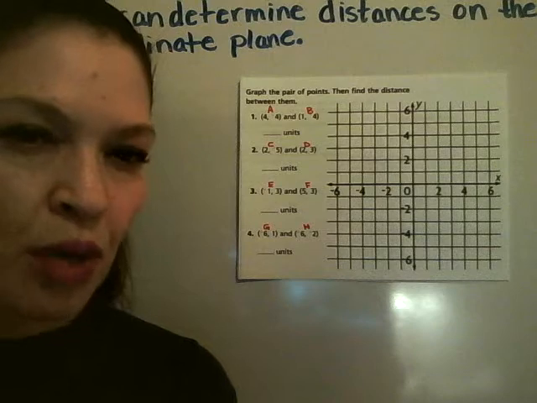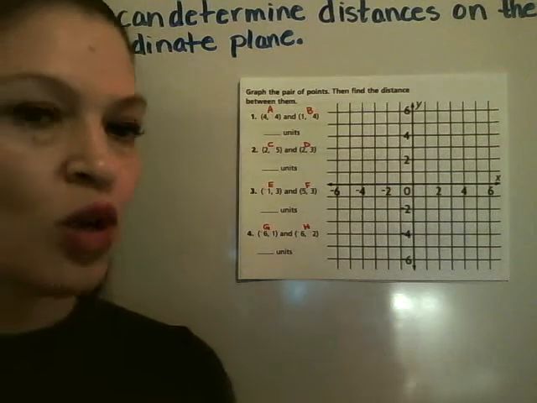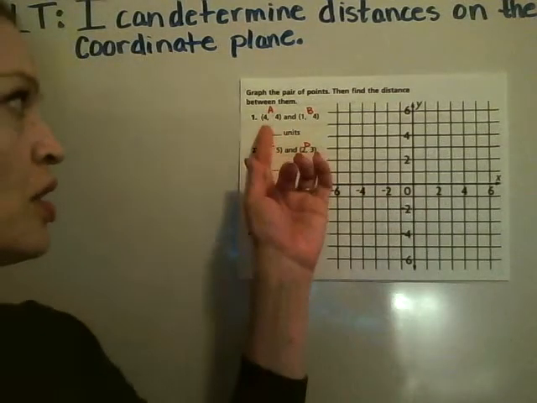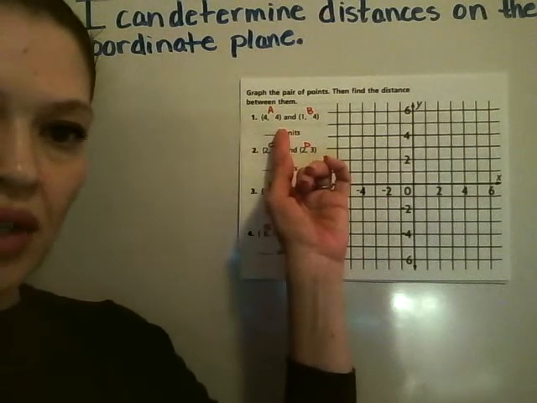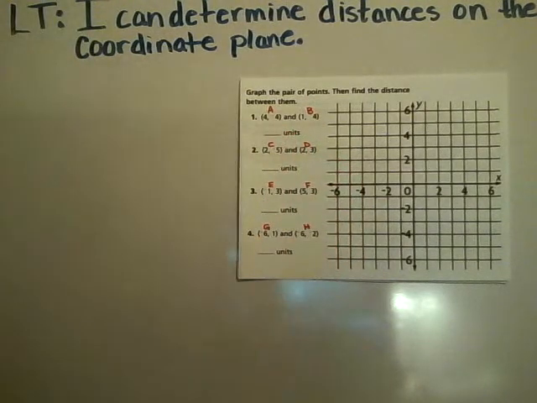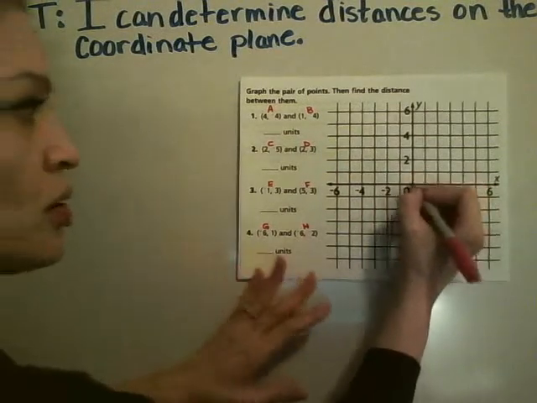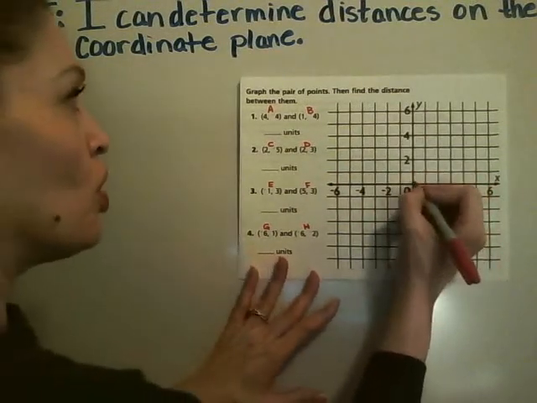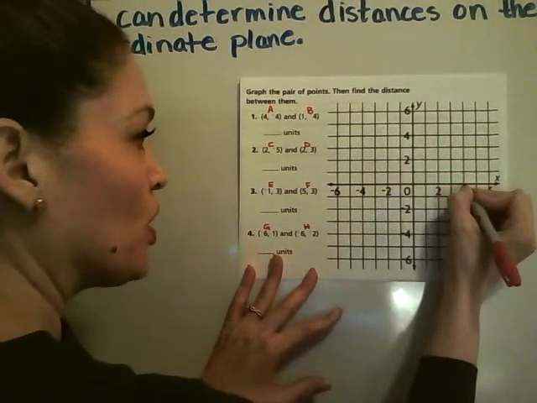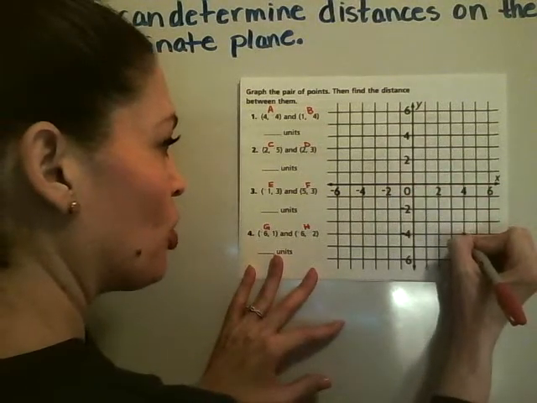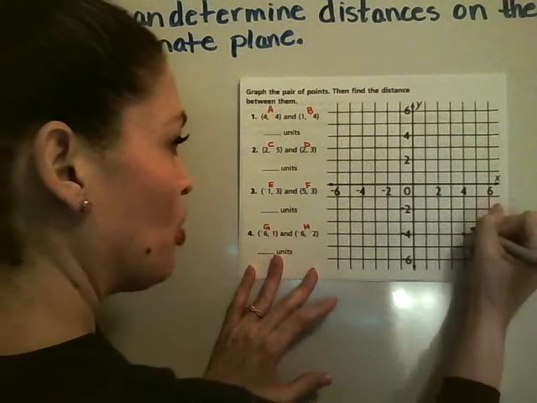So I know you probably can't see it from the video, but point A is (4, -4). So we're going to go ahead and plot that, okay? So (4, -4). You're going to start at the origin. You're going to go 4 to the right, and then 4 down. And wherever they meet, you're going to put a point, and we're going to label that A.